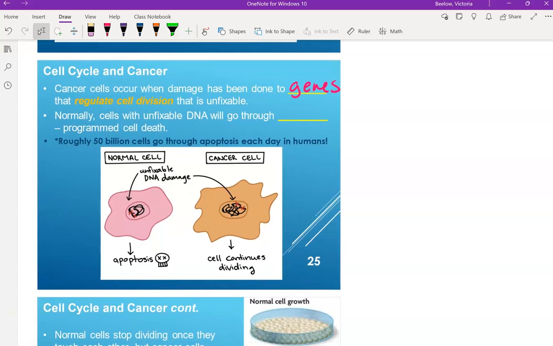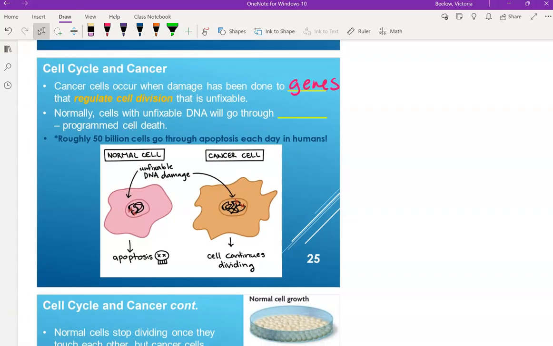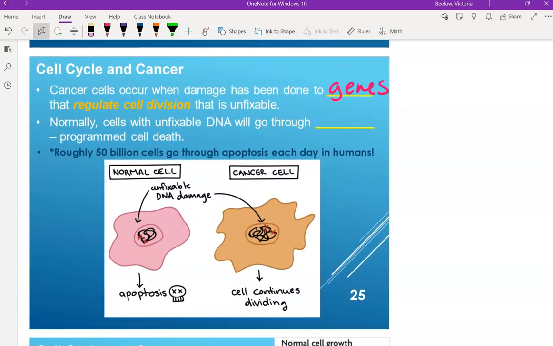And normally if you have damage that's done to your DNA and it can't be fixed, or there's a mutation of some sort or whatever, normally what would happen is something called apoptosis, which is programmed cell death or cell suicide. So essentially, a cell will self-destruct if it is beyond repair. Now, that's what a normal cell does if there's been damage done to it.